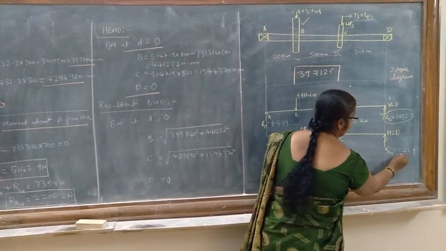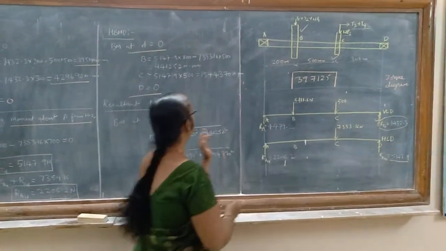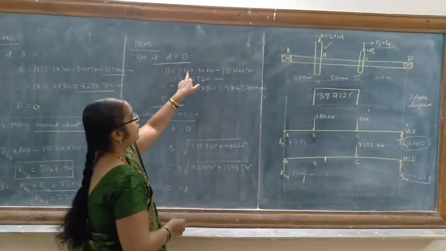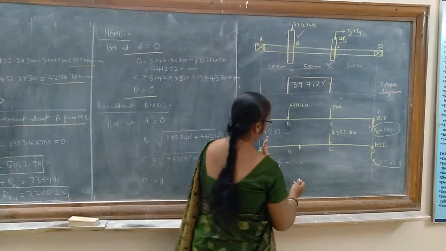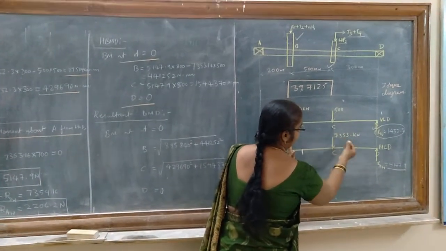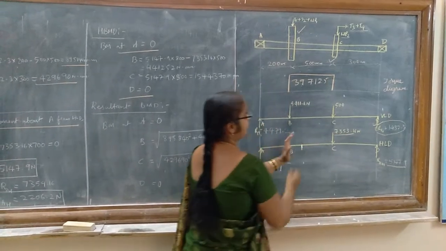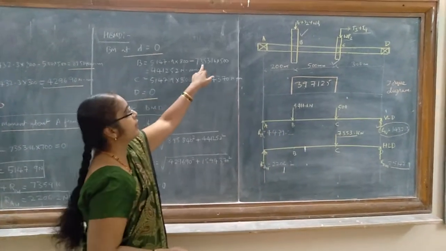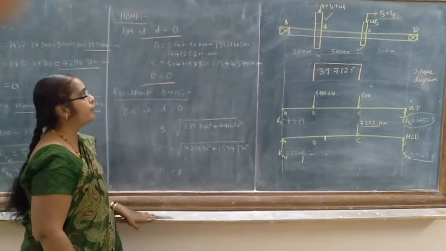The load is RDH, 5147.9, into distance 800, minus at B. On the right side one more load is there, that is 7353.16 into its distance, 500. The same I have represented. If you calculate, you will get this value of bending moment.